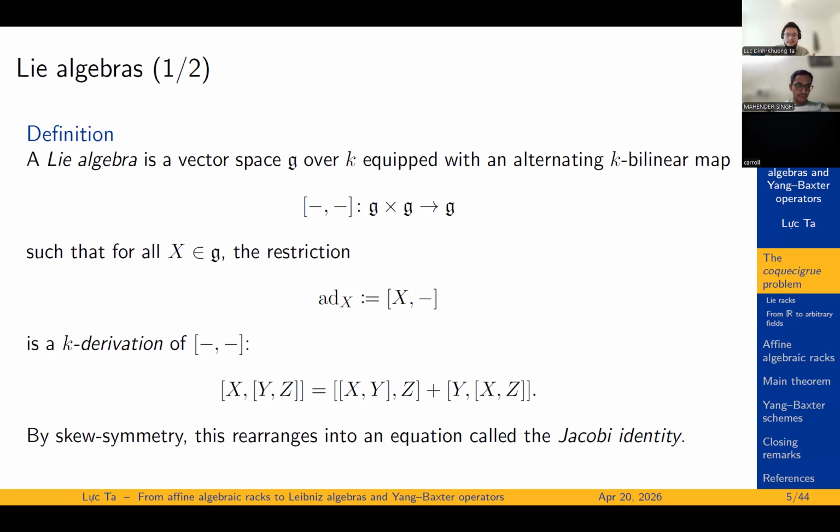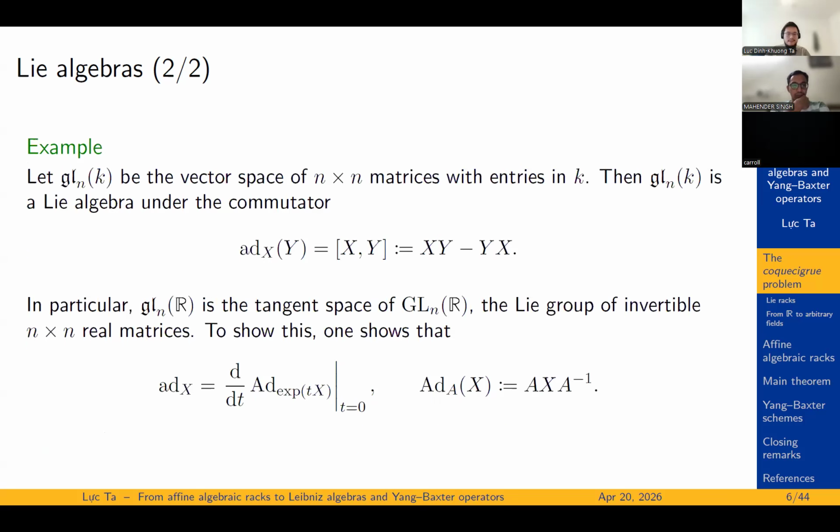As an example, you have little gl_n, which is the vector space of n by n matrices, and it's a Lie algebra under the commutator. In particular, if you take k to be R or C, then you get the tangent space of big GL_n, which is the Lie group of invertible n by n matrices. And to show this, you look at what's called the adjoint representation of big GL_n on little gl_n, which is given by conjugation. And then you just take the derivative of that at the identity.